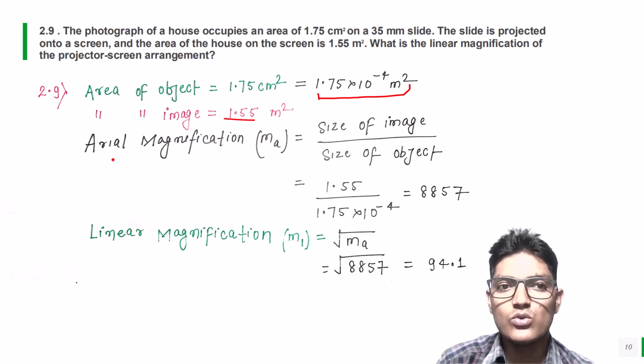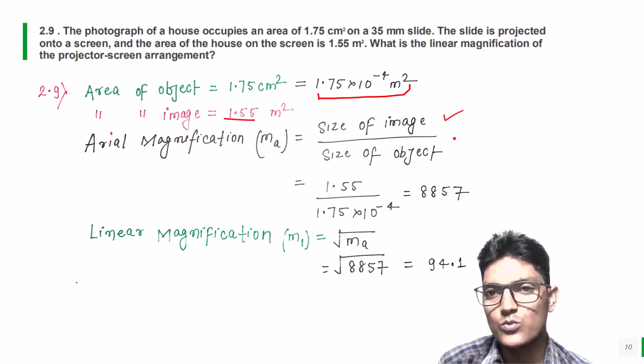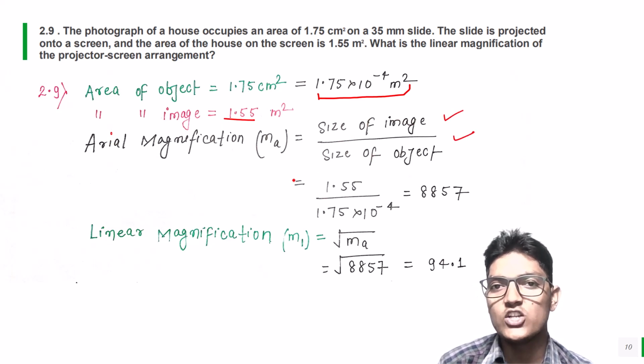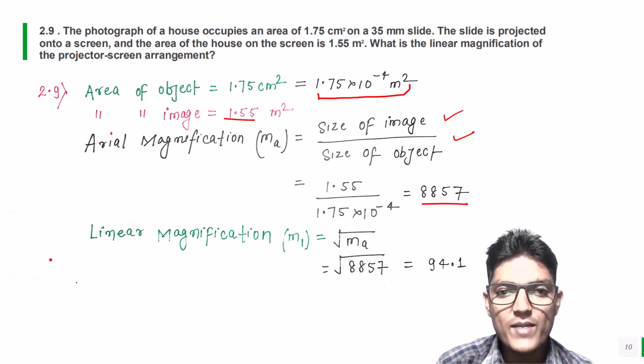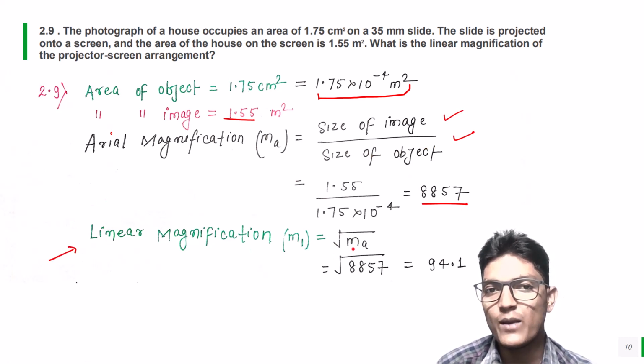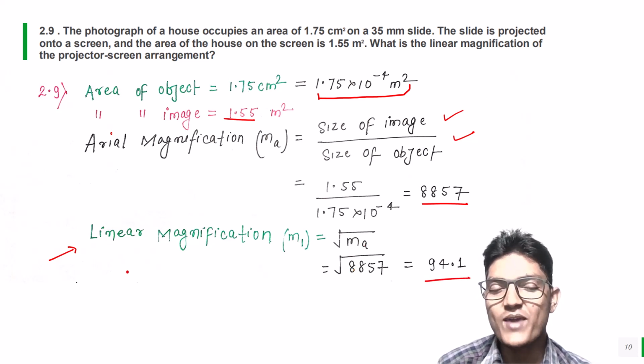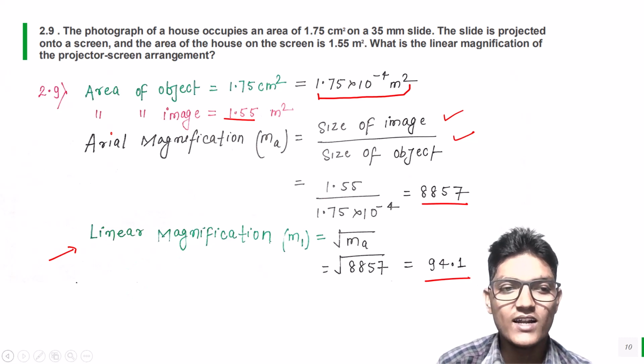1.55. सो एरियल मैग्निफिकेशन का फॉर्मूला होता है साइज ऑफ द इमेज डिवाइड बाय साइज ऑफ द ऑब्जेक्ट. सो जस्ट डिवाइड इट एंड यू विल गेट 8857. देन linear magnification is equal to root over ma is equal to root over 8857 is equal to 94.1. That is the value of linear magnification. Next question is here.